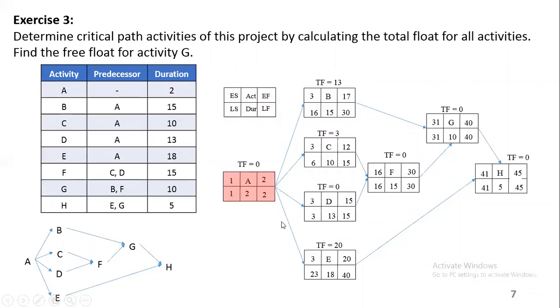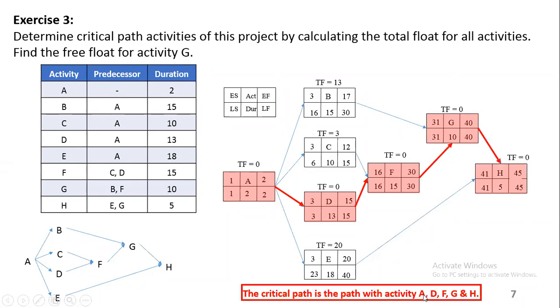Which activities are on the critical path? A, D, F, G, H. Okay. Let's calculate free float for activity G.